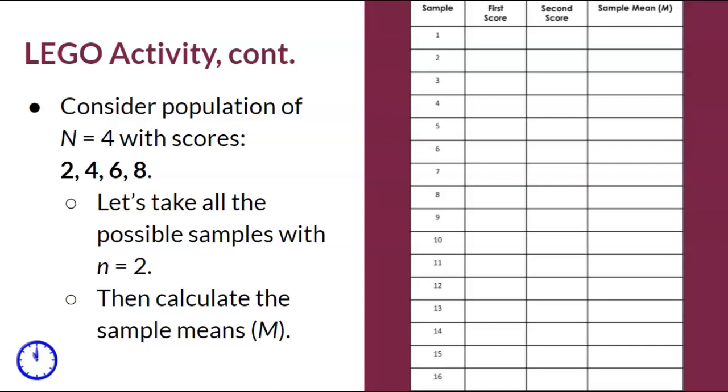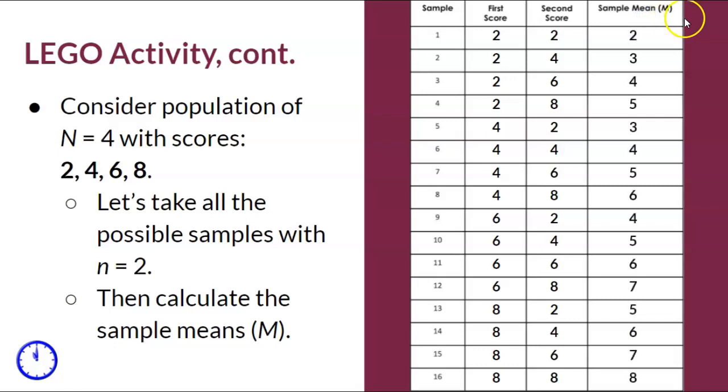Let's continue with this Lego activity. When you take all the possible samples with n equals 2, you should get 16 possible samples, as indicated by this table here. The possible combinations of first scores and second scores are here. And these are the corresponding sample means once calculated. I encourage you to check your own table for the correct sample means.